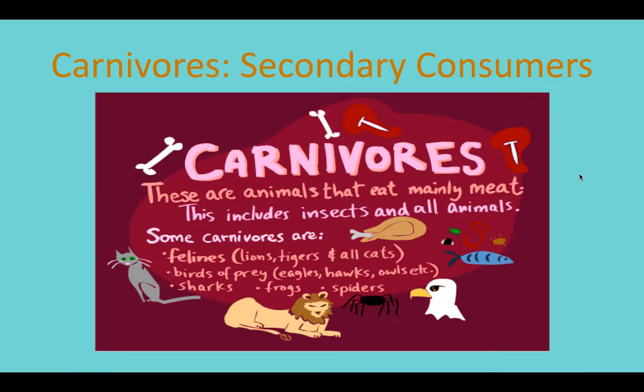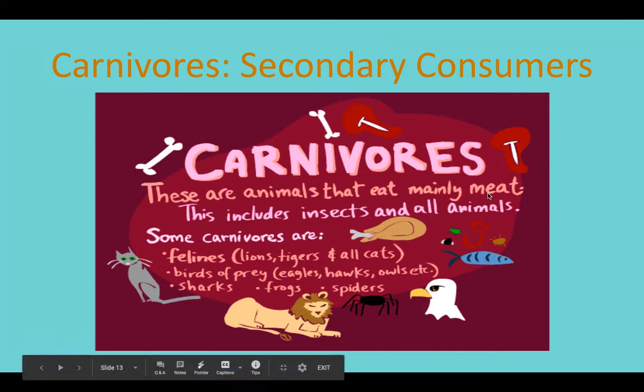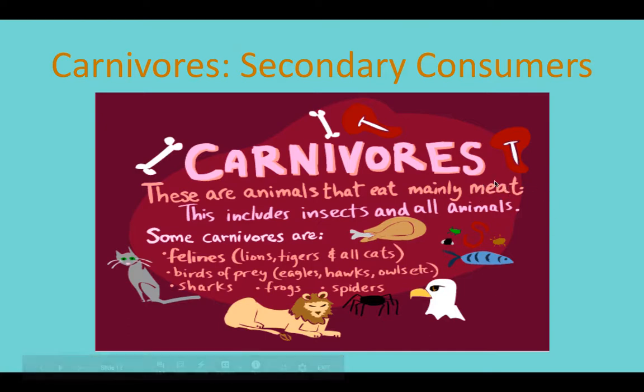Next, we have carnivores. These are secondary consumers, and you don't need to worry too much about this, but basically that means that they are at least 2 steps away from the producers. Now, these are things that eat mainly meat. I like this graphic. I do not like this word because not all meat is, quote unquote, meat. What this would have been better was if it said that they eat other organisms that are not producers. They eat non-producers, basically.